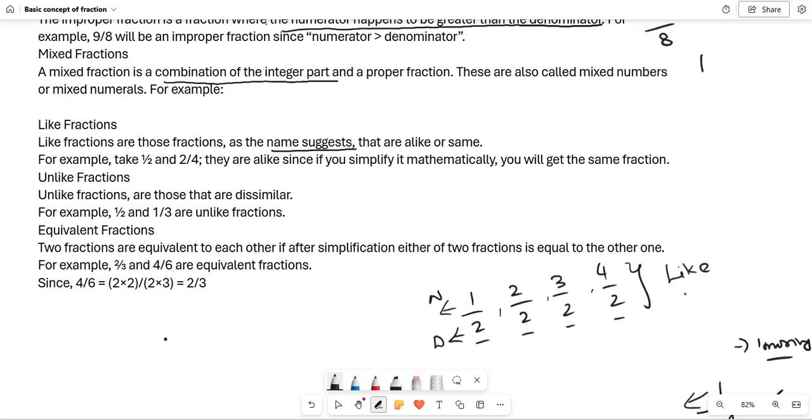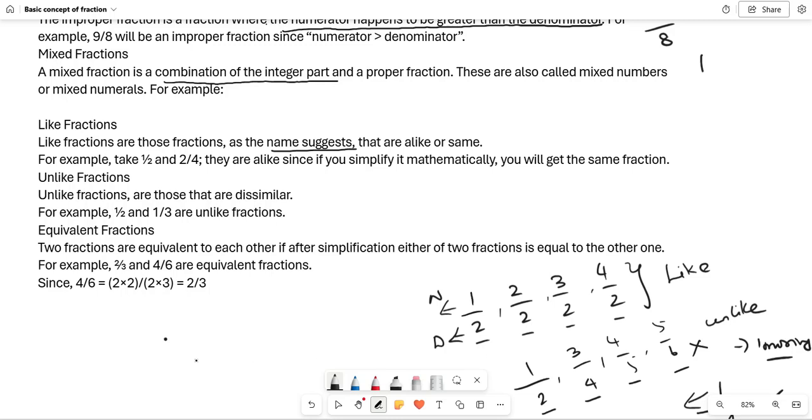So what is the meaning of unlike? Simply, the denominators are not the same. For example, 3 by 4, 4 by 5, 5 by 6. Now the first denominator is 4, the second one 5, then 6. These are all not the same. So we name this unlike.